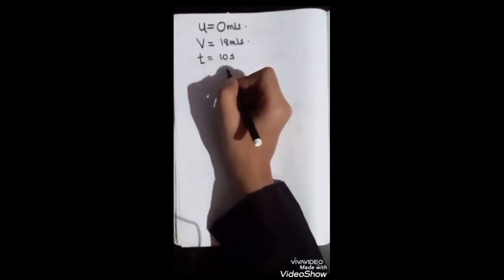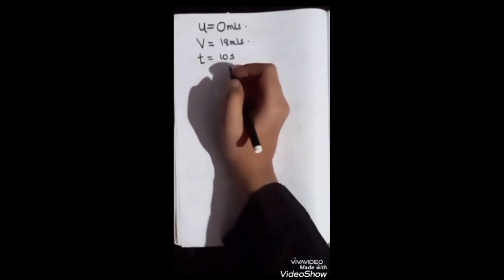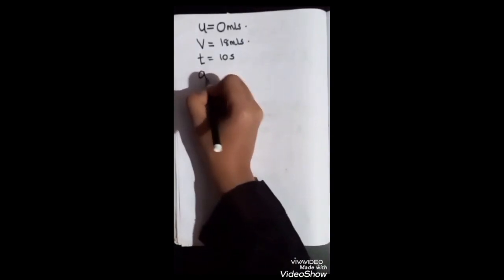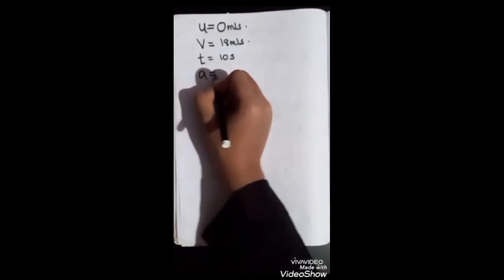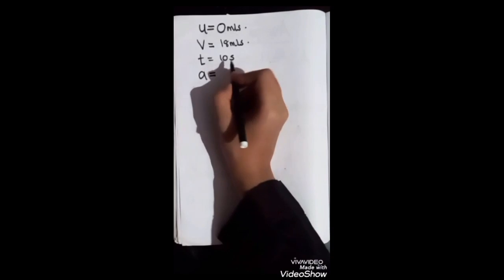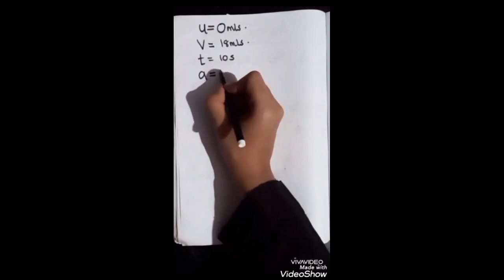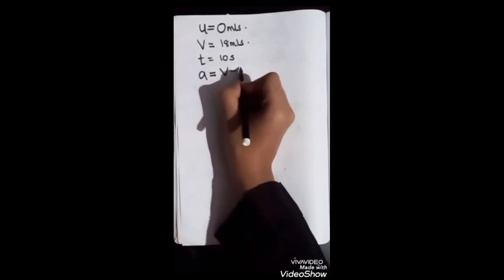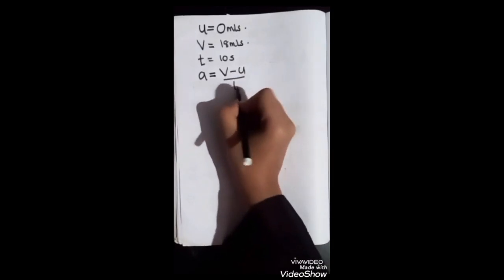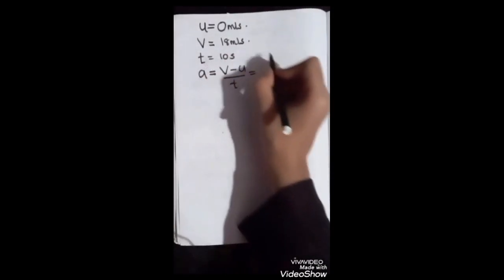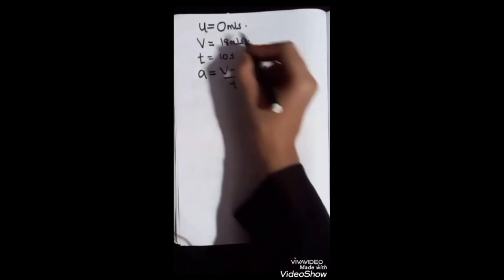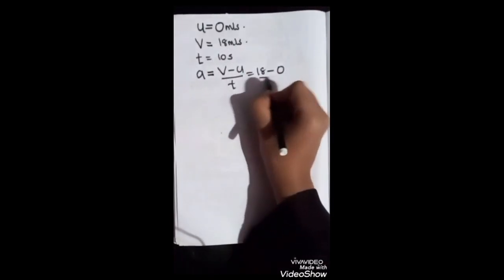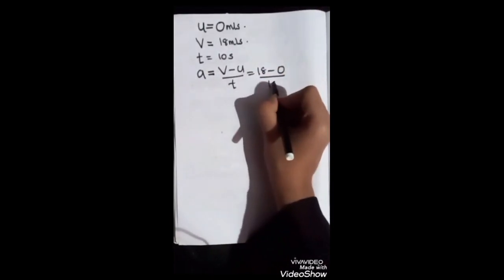Then calculate the acceleration, that is we have to find the acceleration. Acceleration a is equal to, we know the equation for acceleration, a is equal to (v minus u) by t. That is, here v is 18 minus 0, all divided by 10.